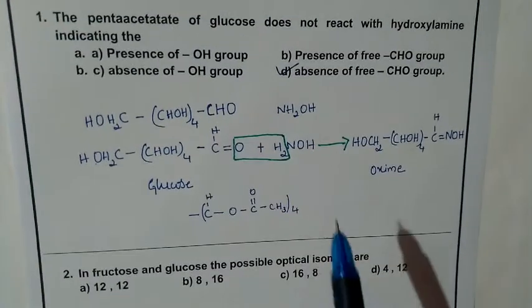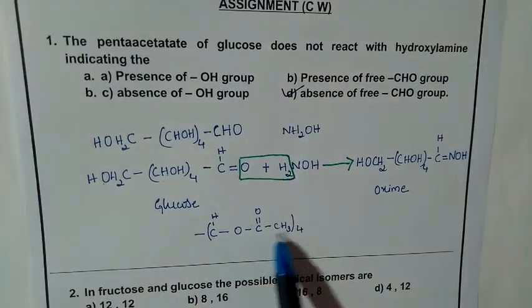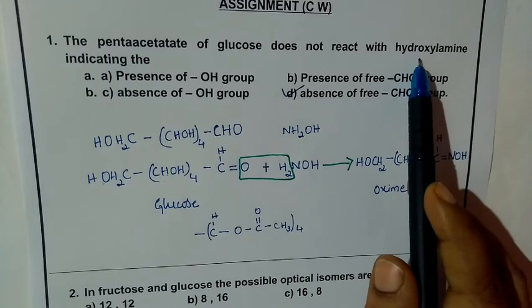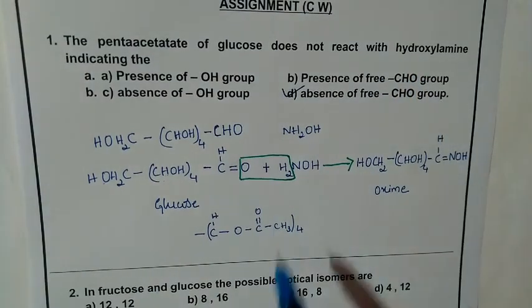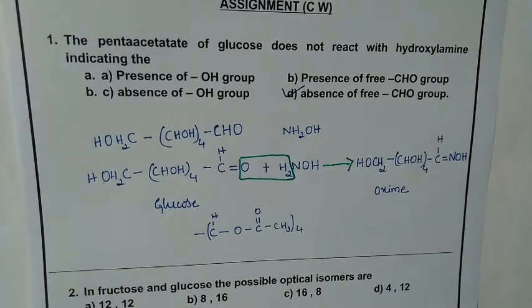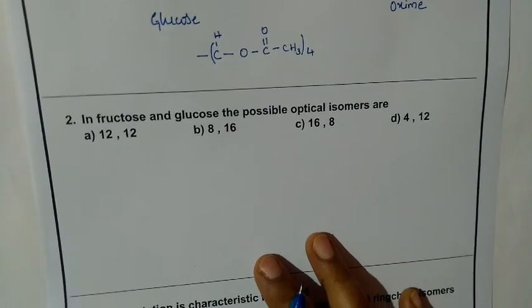The question is why pentacetate of glucose, that is glucose with pentacetate groups, is not reacting with hydroxylamine. It is because of the absence of a free CHO group. So that is the correct option, option D. Okay, we'll move on to the next question.